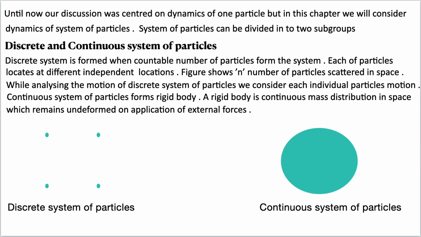A continuous system of particles forms a rigid body. A rigid body is a continuous mass distribution in space which remains undeformed on application of external forces.